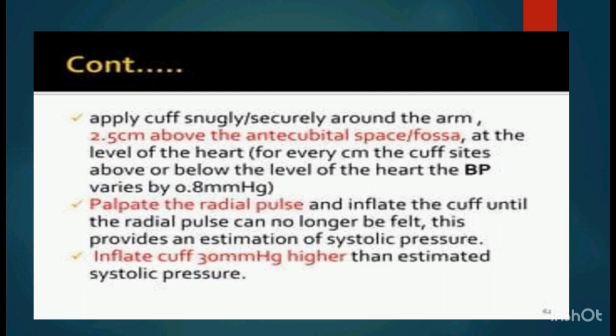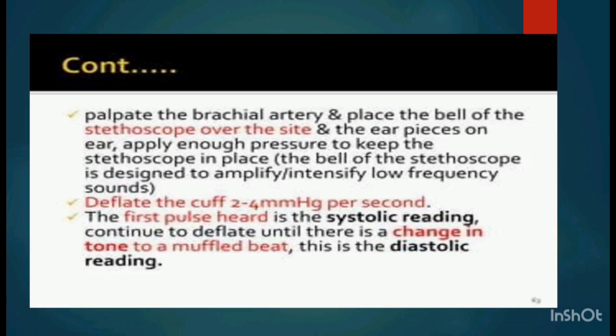After that, apply the cuff securely around the arm, 2.5 cm above the antecubital space or fossa, at the level of the heart. Then palpate the radial pulse and inflate the cuff until the radial pulse can no longer be felt. This provides an estimation of systolic pressure. Inflate the cuff 30 mm of Hg higher than the estimated systolic pressure. Then palpate the brachial artery and place the bell of the stethoscope over the site and the earpieces in the ears. Apply enough pressure to keep the stethoscope in place.